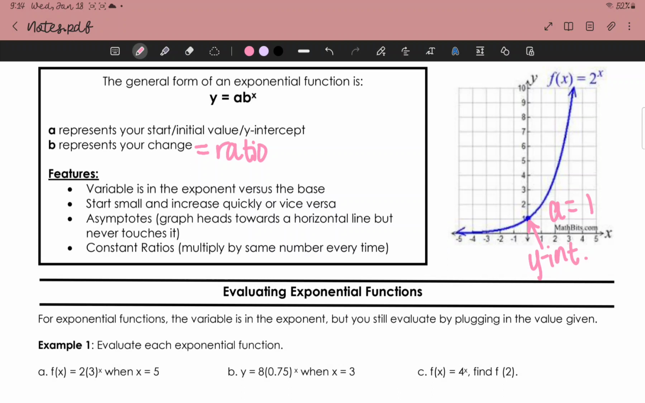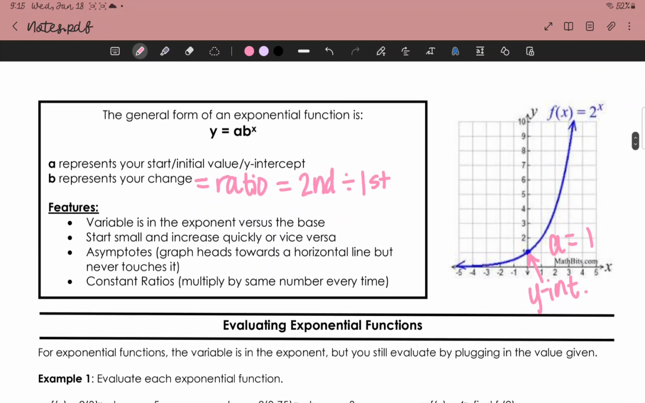In order to find that, if you're given 2 points, you can figure out the ratio by doing the second term divided by the first term. It'll always give you your ratio if you have an exponential function. You can also see the difference between this exponential function and a linear function, where I would have had y equals mx plus b. The variable is in the exponent, of course, as you can see right here. It's in the exponent versus being a base like this.